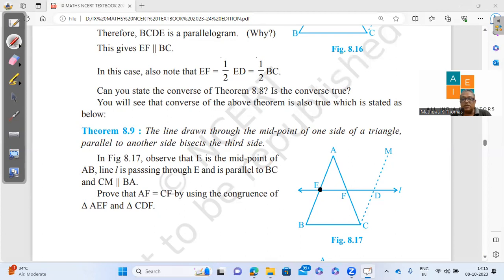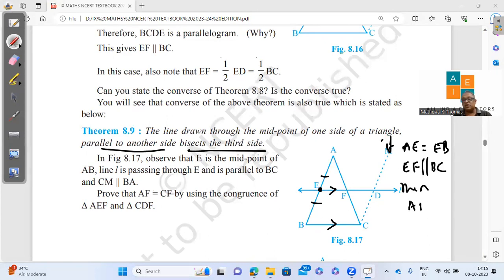This is the triangle ABC. E is the midpoint, so AE is equal to EB. From the midpoint, if I draw a line EF parallel to BC, then as per the converse of the midpoint theorem, F will also be the midpoint. So a line from the midpoint, parallel to another side, will bisect the third side. That means if AE is equal to EB, and EF is parallel to BC, then we can say that AF is equal to FC. So the converse of the midpoint theorem is used whenever one midpoint is given and a line is drawn parallel to another side, then it will intersect at the midpoint of the third side.